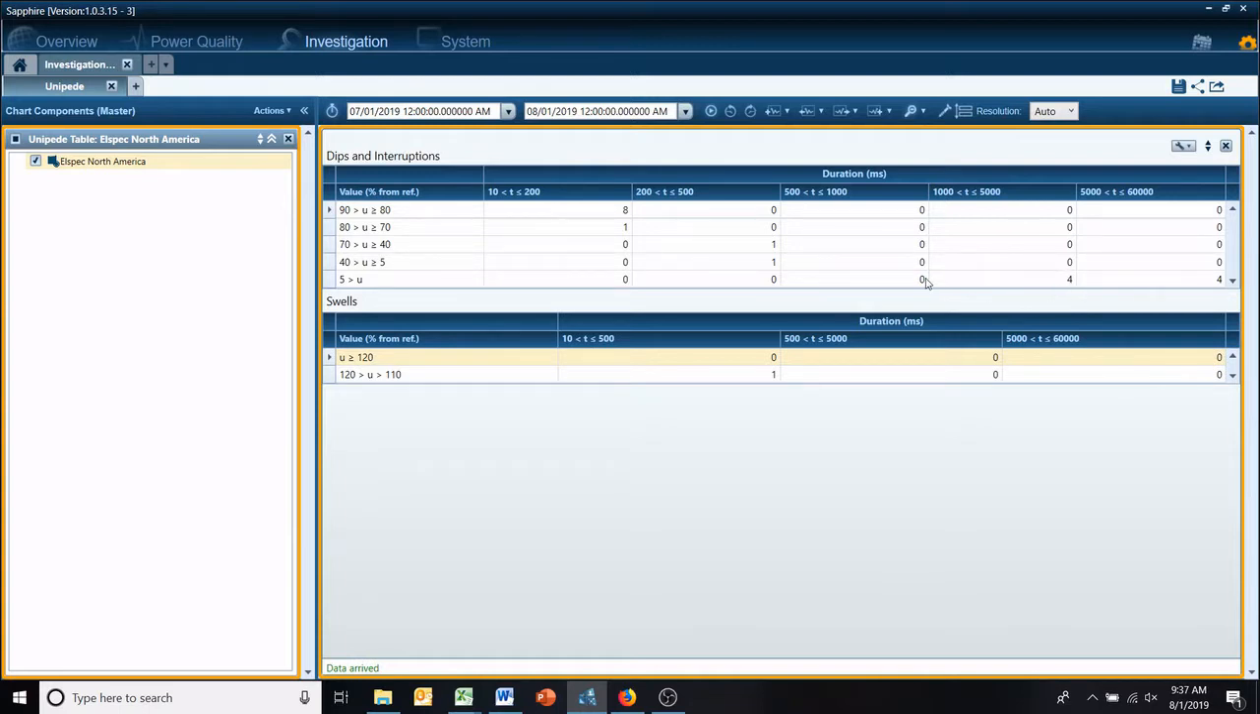Basically these are going to be considered almost outages at their duration they were out. And then the same for swells. And then if you had anything else that was in the standard, it would keep showing it. But like I said, this is just a useful little statistics at a glance for your power quality environment.